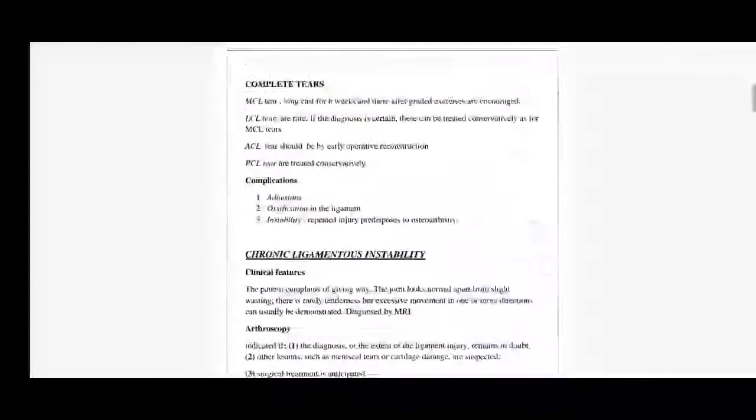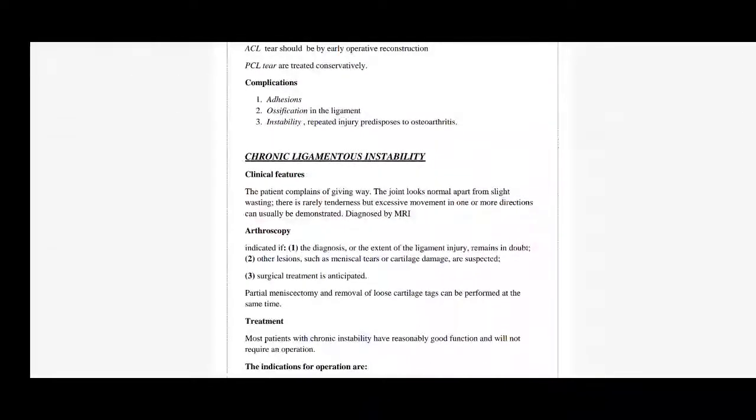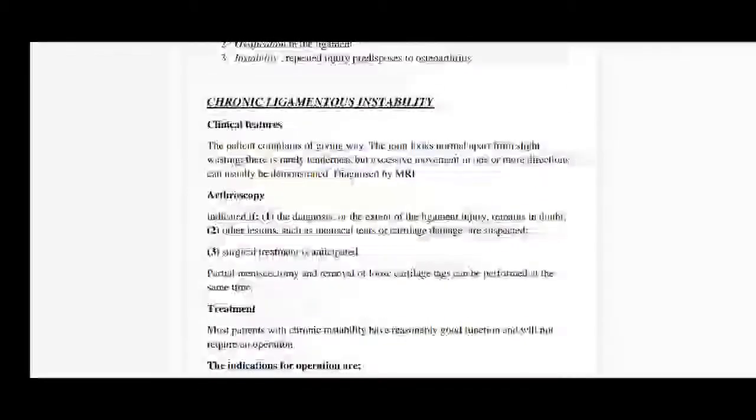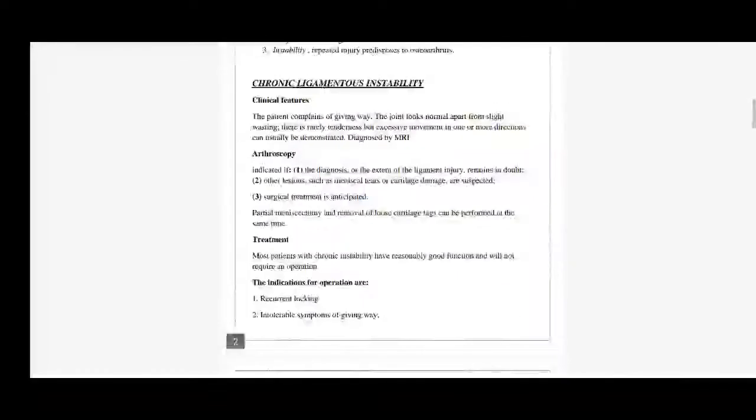Chronic ligamentous instability. Clinical features: usually the patient complains of giving way, and the joint looks normal apart from slight wasting of the quadriceps, as I mentioned. Sometimes there is tenderness, but excessive movement in one or more directions can be demonstrated. The gold standard for diagnosis is the MRI. Sometimes we use arthroscopy, which has its indications.